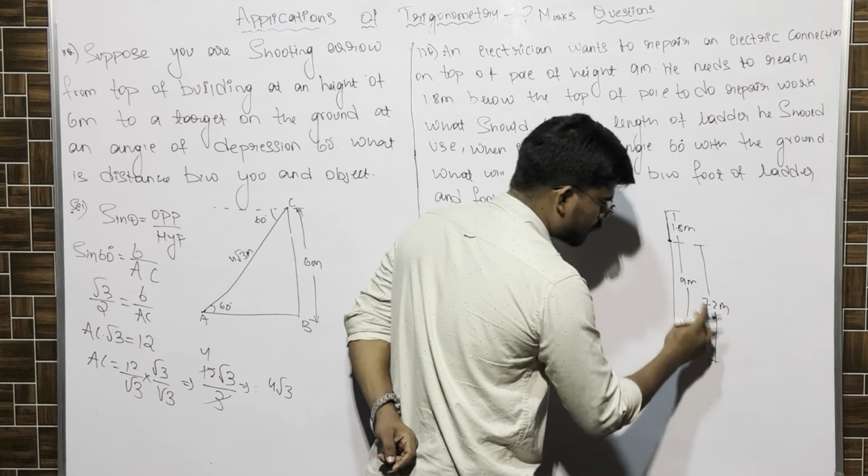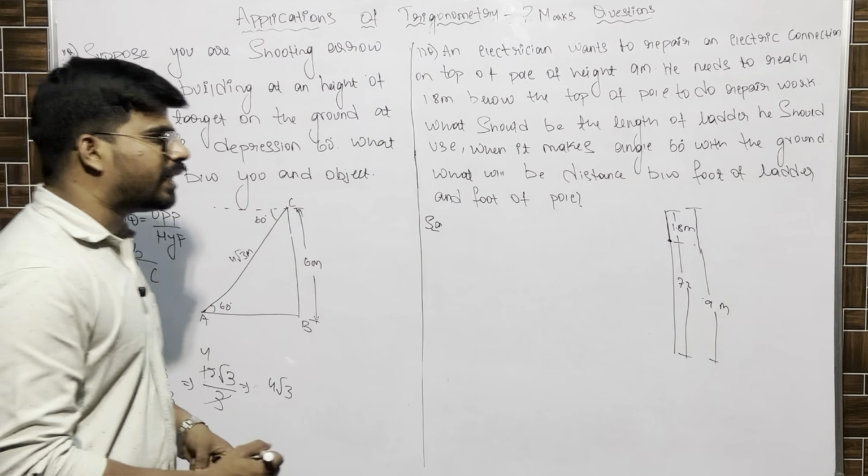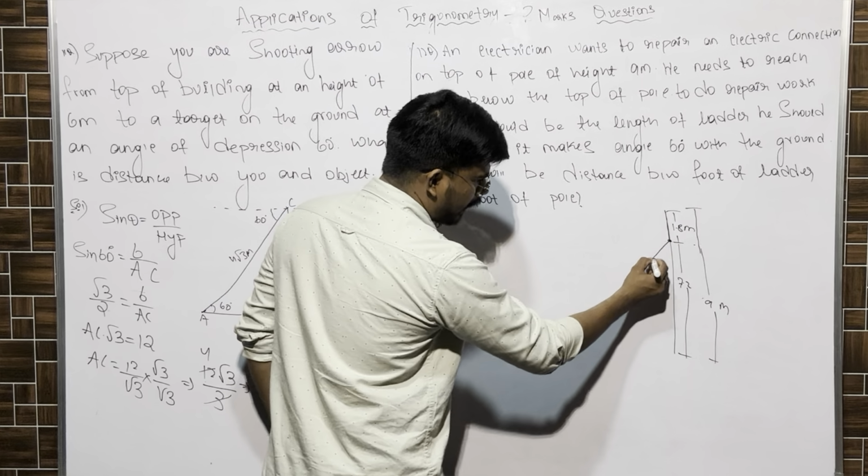Total distance was 9. 9 meter is the length of the pole, but he has to do a repair work at 1.8 meter below from the top. Somewhere over here he has to do the repair work. Okay. Now, what should be the length of the ladder he should use when it makes an angle 60 degree with the ground? Here he is putting a ladder like this.